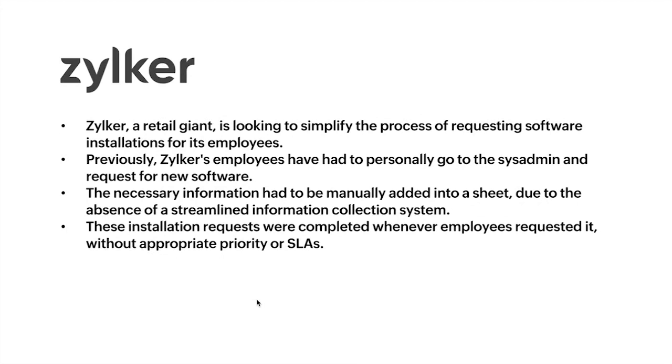Previously, administrators had to personally go to Zilker employees, check what software they need, and then try to install the software. And they are currently managing their software in an Excel sheet due to the absence of streamlined information. Now, these installation requests were completed whenever the employees requested it. They had improper SLAs configured, and they don't know which would be the right priority software that has to be installed for the users.